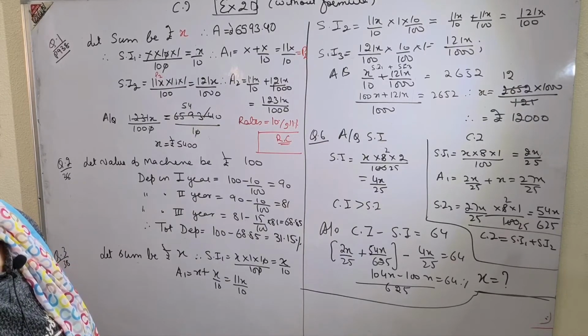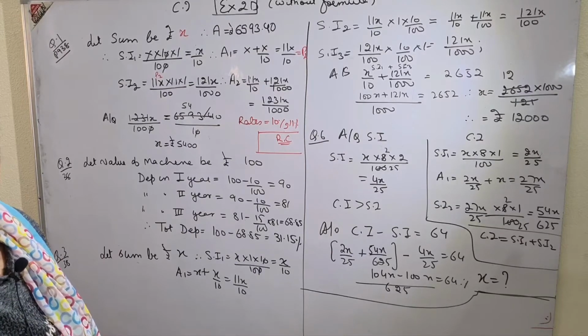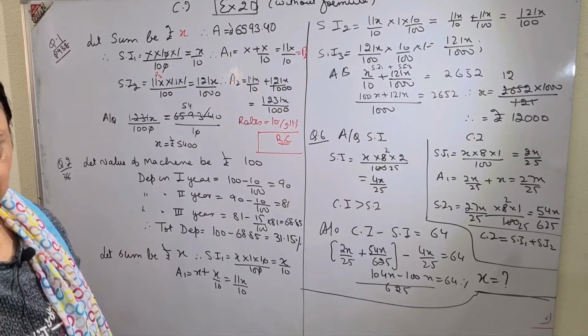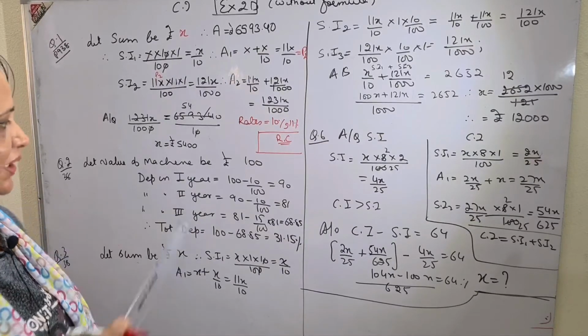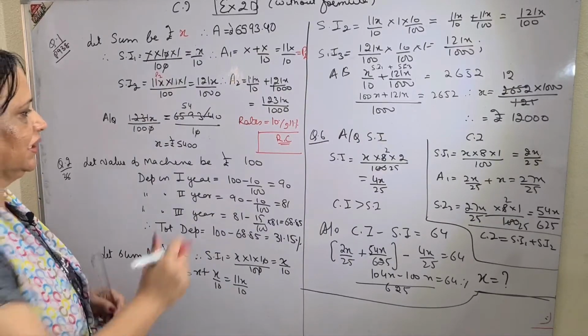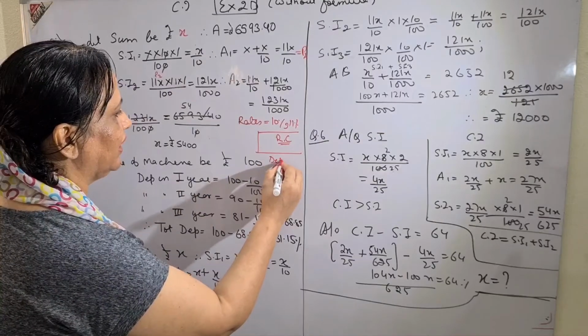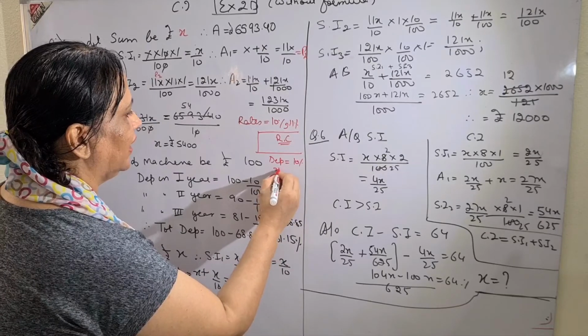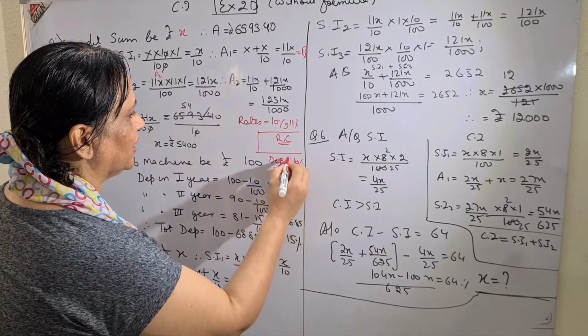an easy one, with a little language difference. You have not done that before, so I'm going to discuss it with you. The value of a machine depreciates by 10% per year during the first 2 years. Depreciation means decrease. First 2 years it was 10%, and the third year it was 15%.